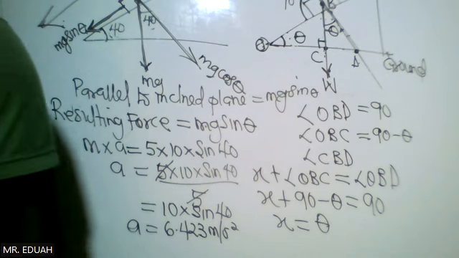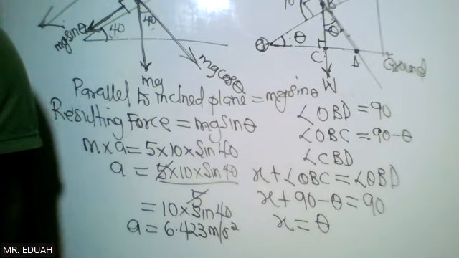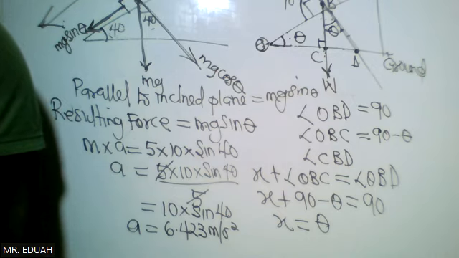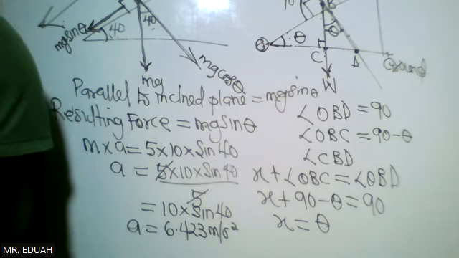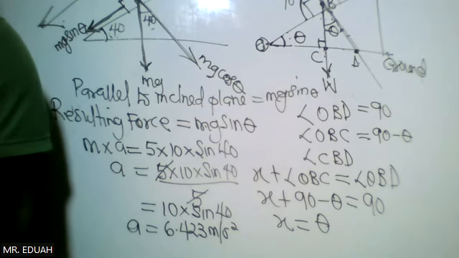Then B, if the wire is 2 meters long and the ring starts from rest, what is its speed when it just reaches the end of the wire?